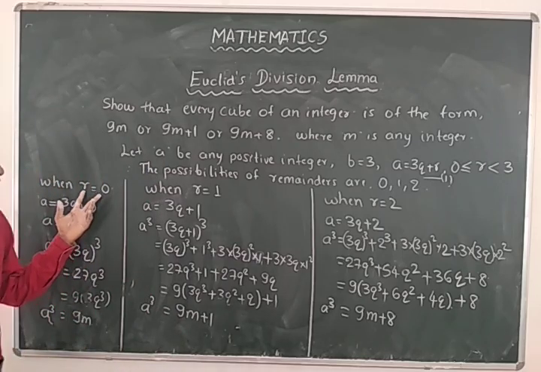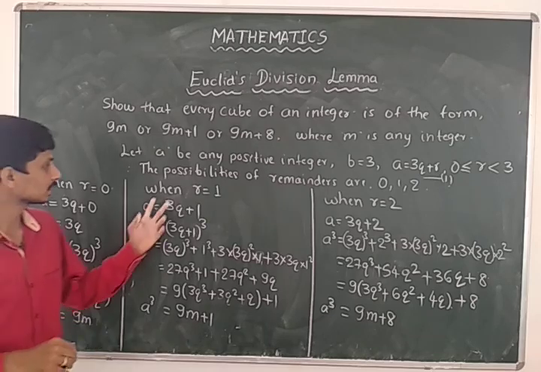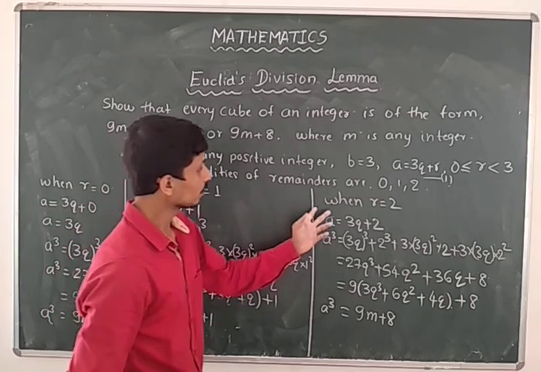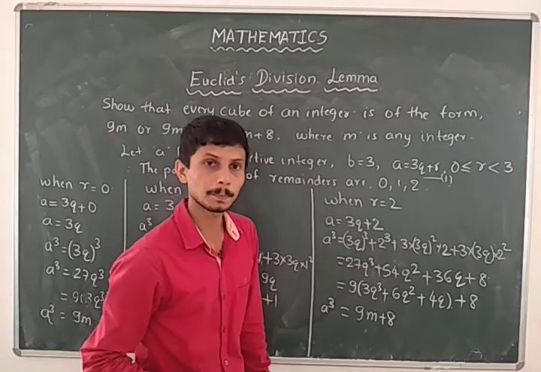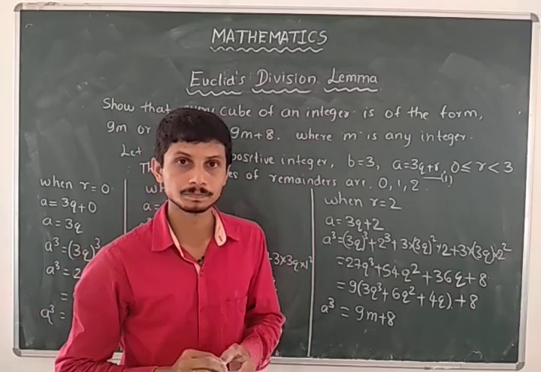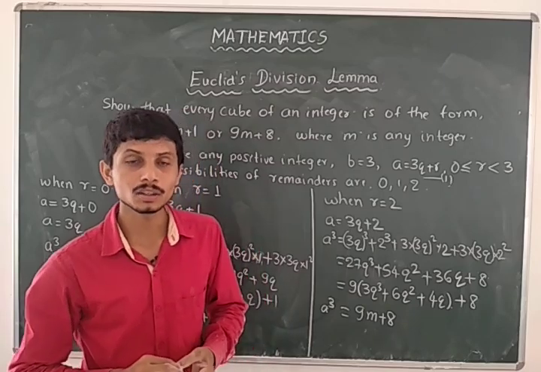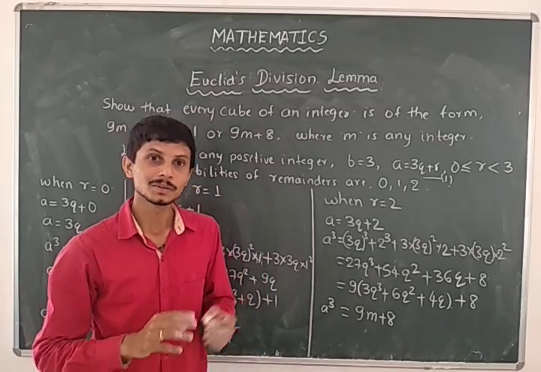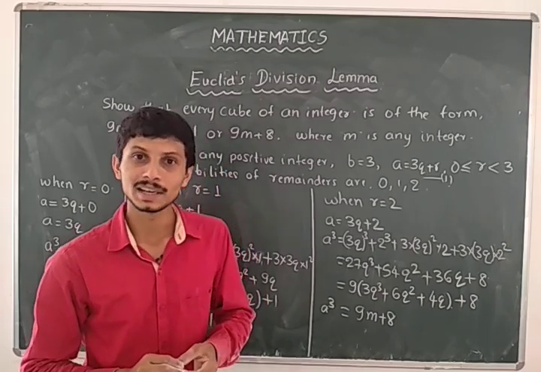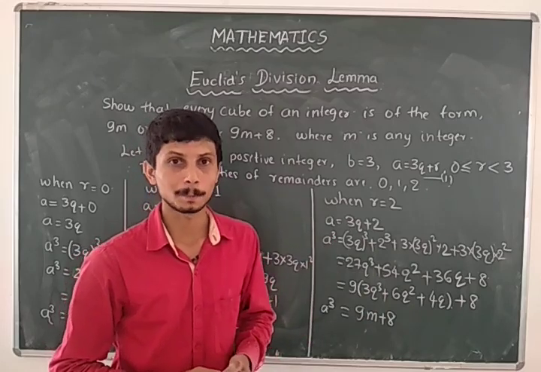When we take r equal to 0, we got 9m as the answer. When r is equal to 1, 9m plus 1 as the answer. When r is equal to 2, 9m plus 8 as the answer. That means the cube of any integer is expressed in the form of 9m or 9m plus 1 or 9m plus 8. From this we learned the uses of Euclid's division lemma from these four methods of problems.